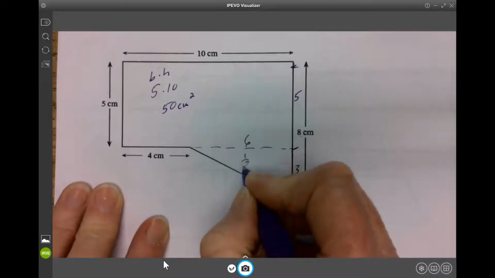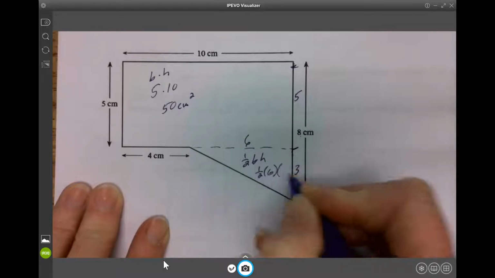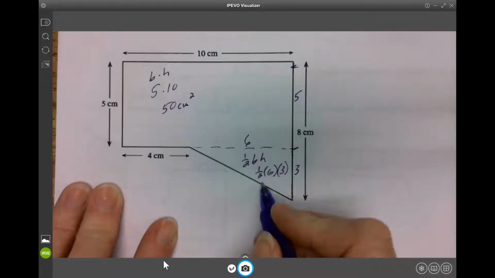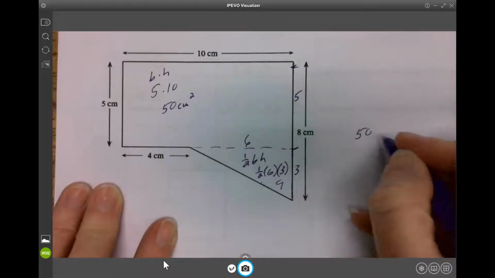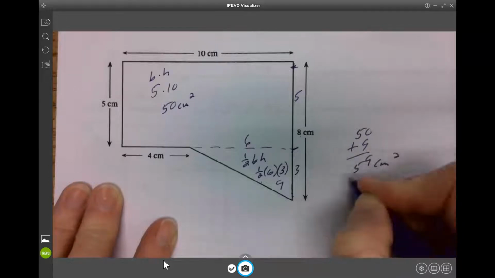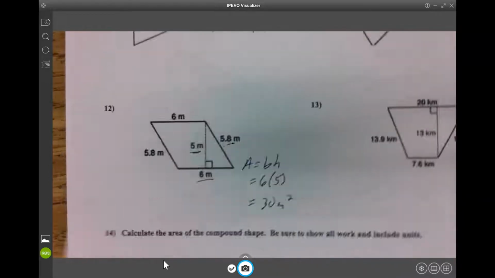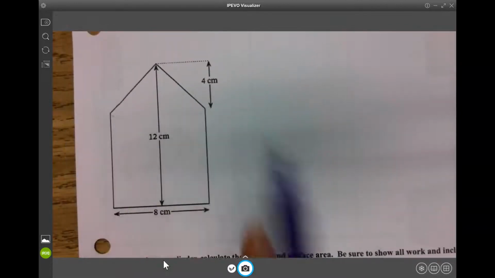So I'm going to take 1/2 base times height. So 1/2 times 6 times 3. And that gives me 18. Half of that is 9. So now I have 50 plus 9 gives me 59 centimeters squared. That's my final answer. This one does the same thing. Obviously, draw your line right there.